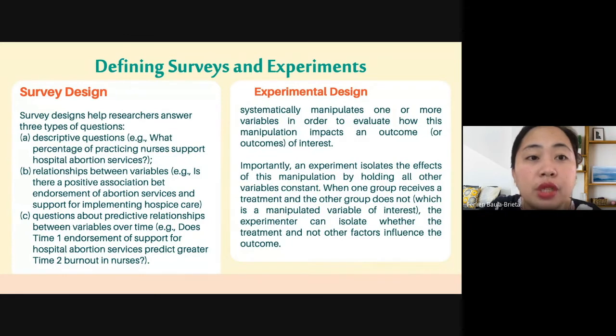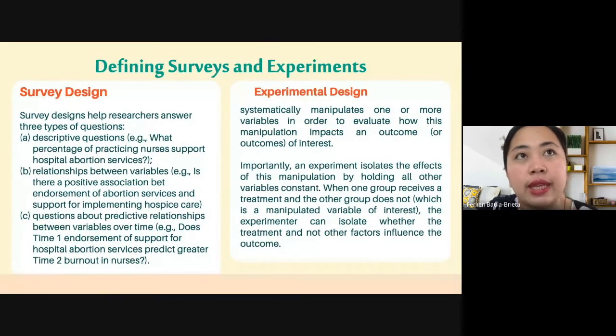But all of these are being answered by a survey questionnaire, and they tend to describe something. On the other hand, the experimental design is systematically manipulating one or more variables in order to evaluate how this manipulation impacts an outcome of interest. Importantly, an experiment isolates the effects of this manipulation by holding all other variables constant.